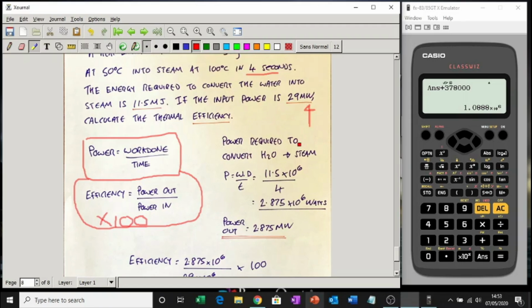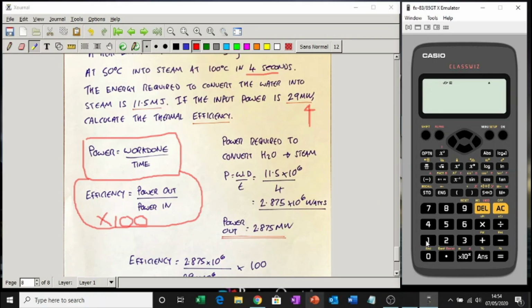So the power required to convert is work done over time. We know the work done. It's 11.5 megajoules. Time, 4 seconds. So to put that amount of energy in 4 seconds, we need that amount of power. Because power is work done over time.